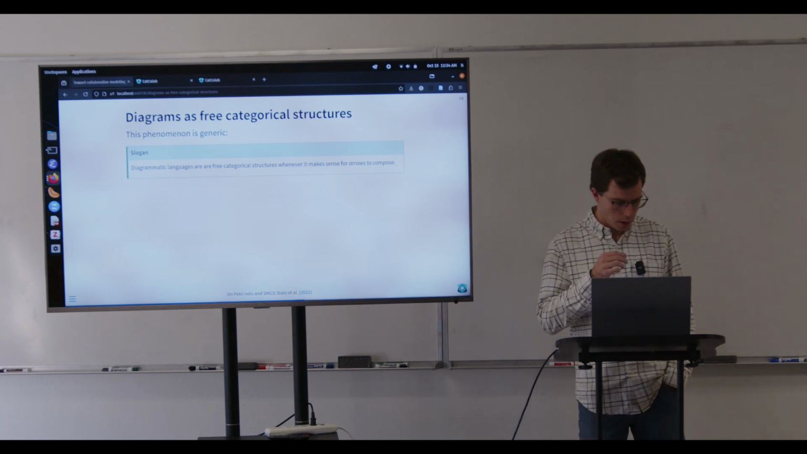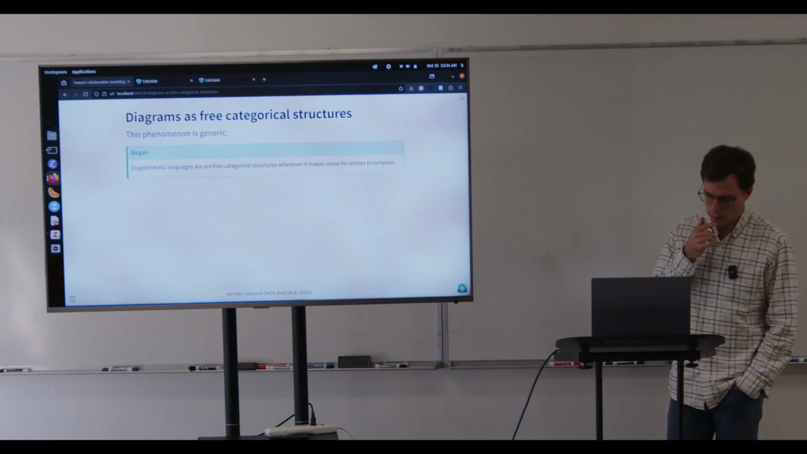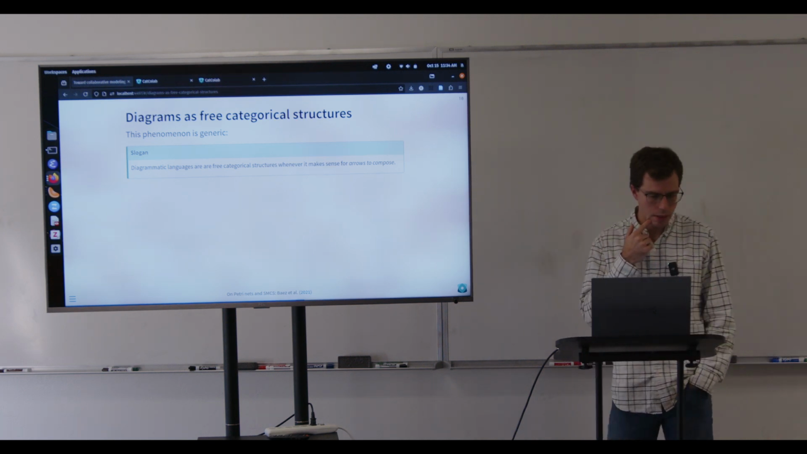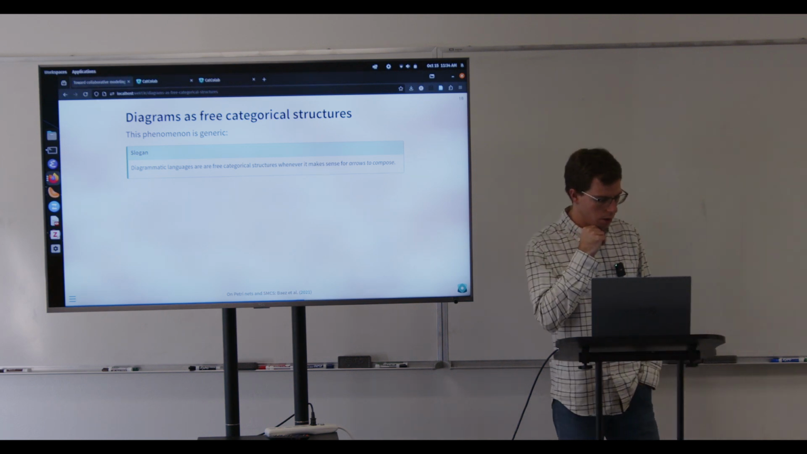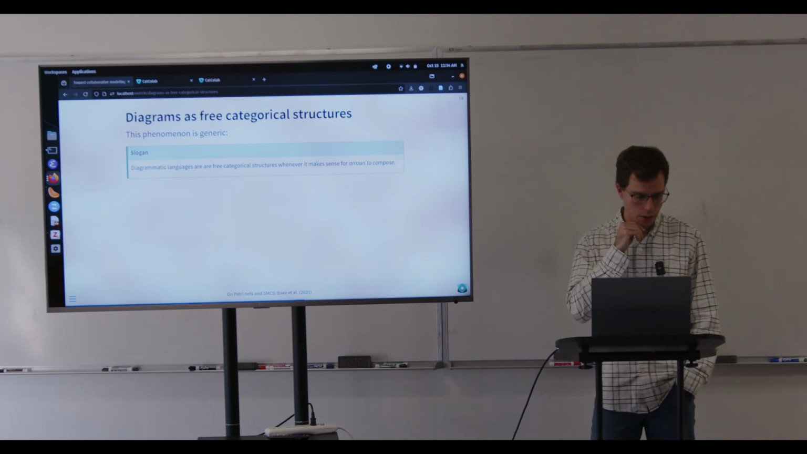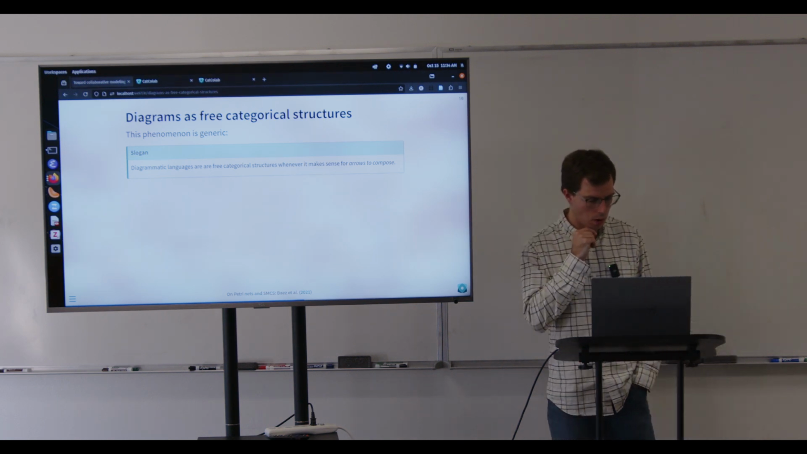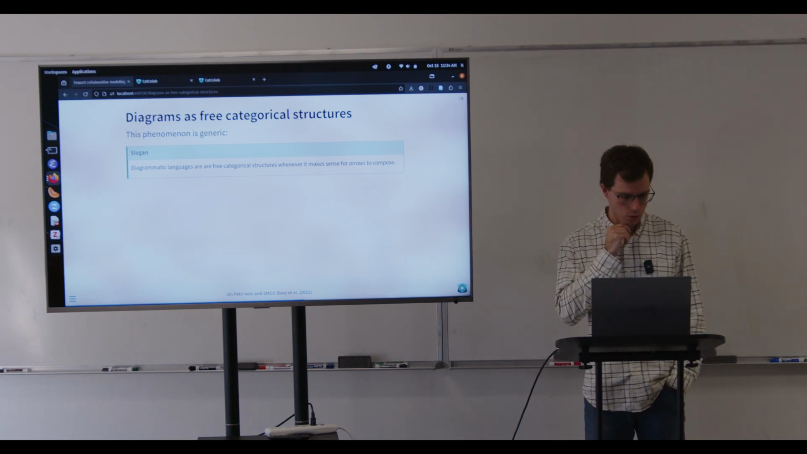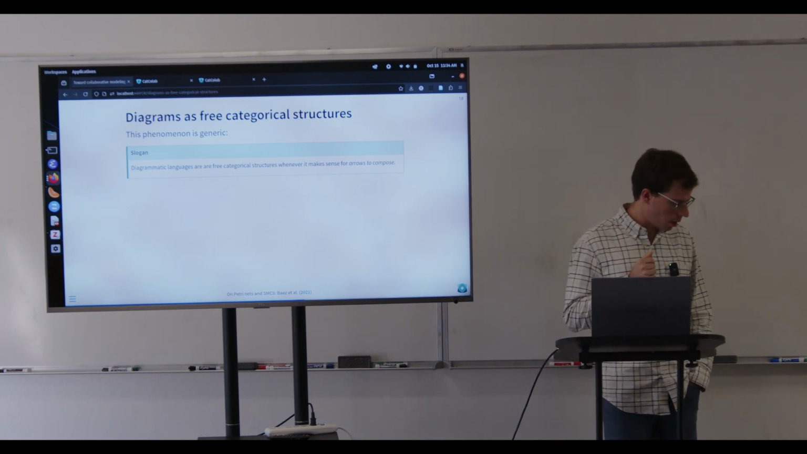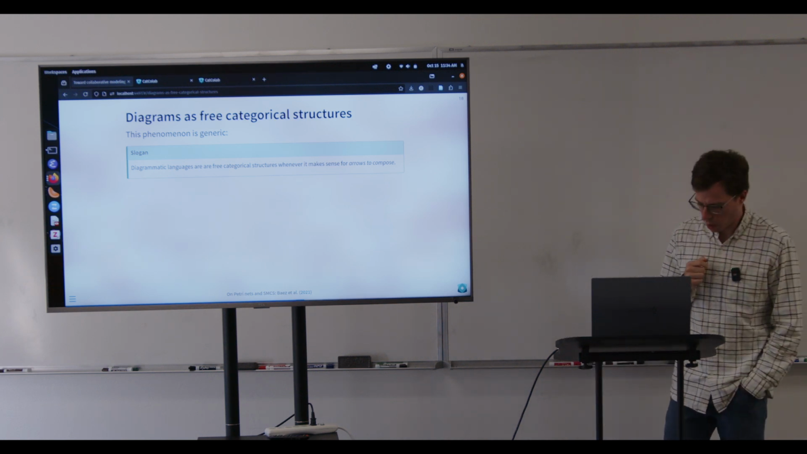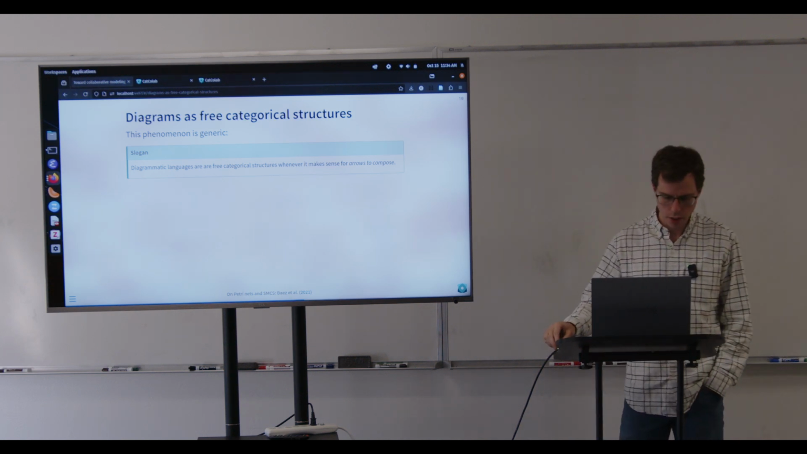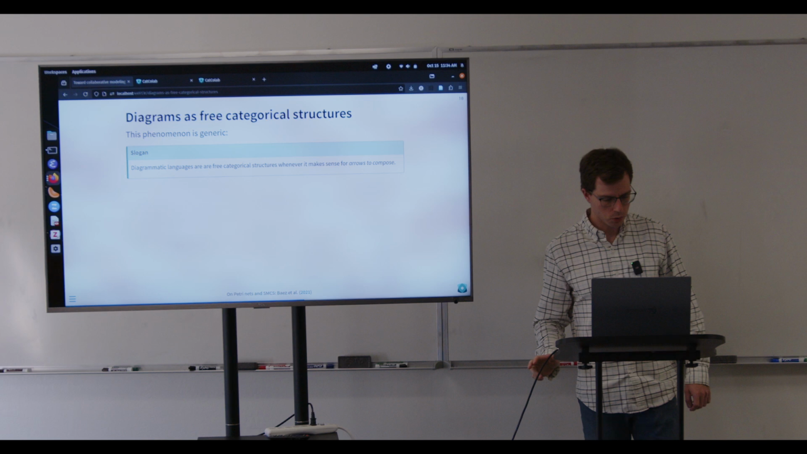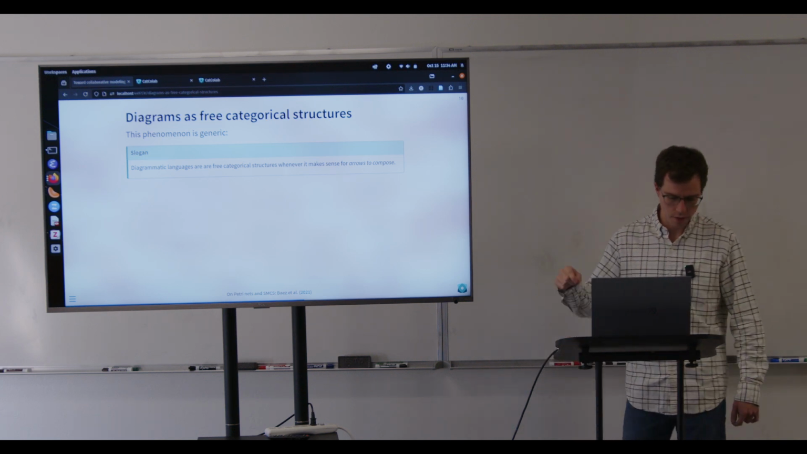Okay, and although this is just one example, I want to claim that this phenomenon is basically generic, right? That diagrams are generically free categorical structures. And the reason is that people are always drawing pictures in science and engineering and all sorts of places. People draw pictures to convey what they mean. Those pictures often have arrows in them.